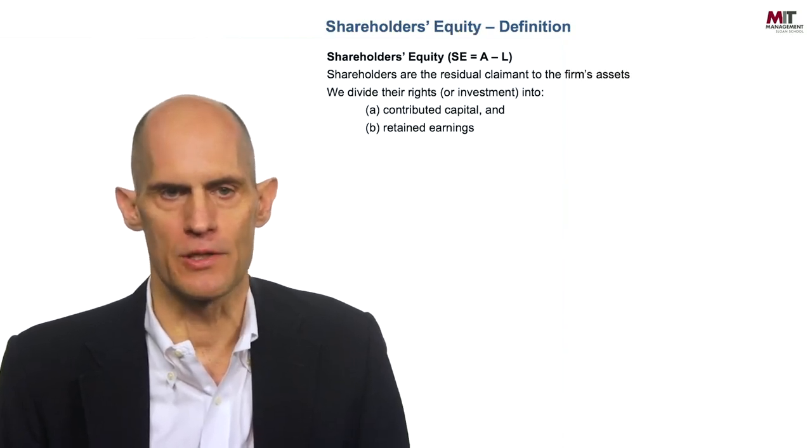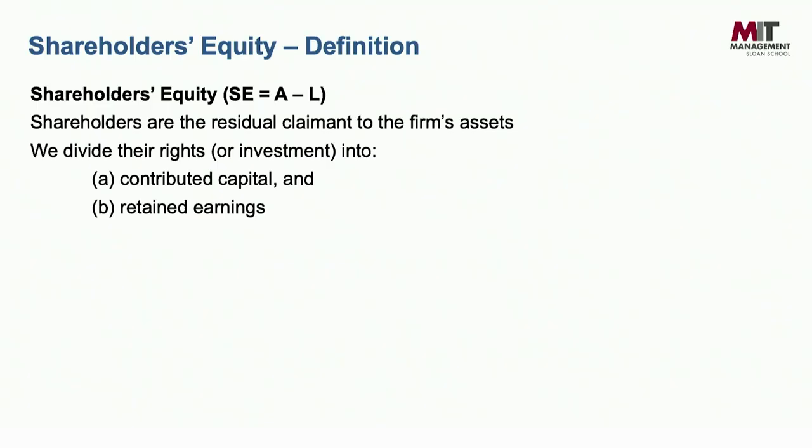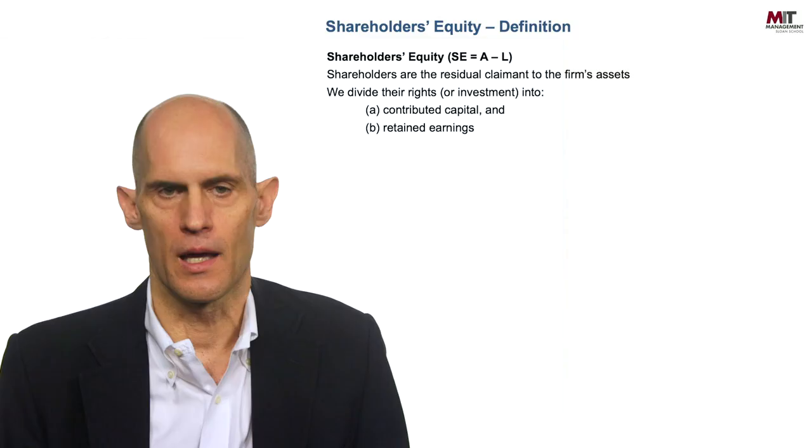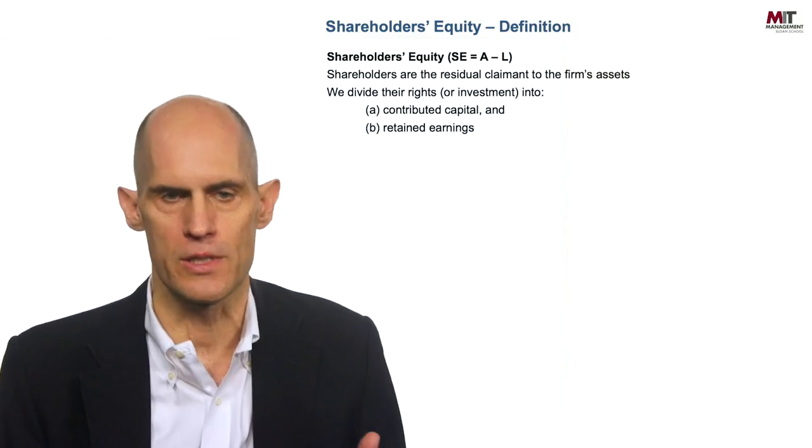And then we want a definition of shareholders' equity. So remember, shareholders' equity, for which I'm going to use the acronym SE, is equal to the difference between assets and liabilities, just by the balance sheet equation, which says assets equals liabilities plus stockholders' equity. So we can rearrange that to be stockholders' equity equals assets minus liabilities. And it says here that shareholders are the residual claimant to the firm's assets.